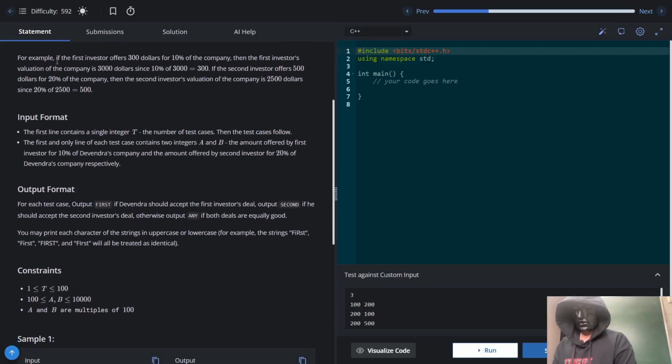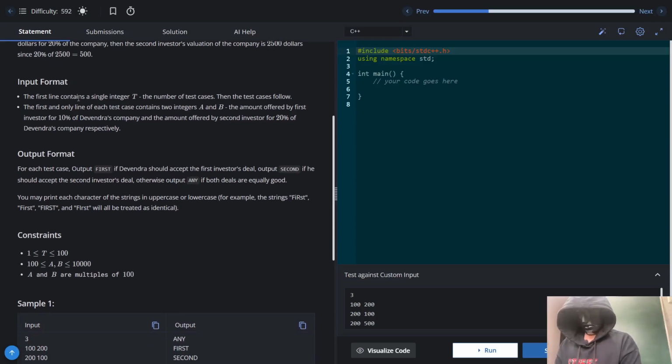For example, if the first investor offered $300 for 10% of the company, then the first investor's valuation of the company is $3,000, since 10% of 3,000 is 300. Okay, we got that. I'll show you on the board. If the second investor offers $500 for 20% of the company, then the second investor's valuation of the company is $2,500, since 20% of 2,500 is 500.